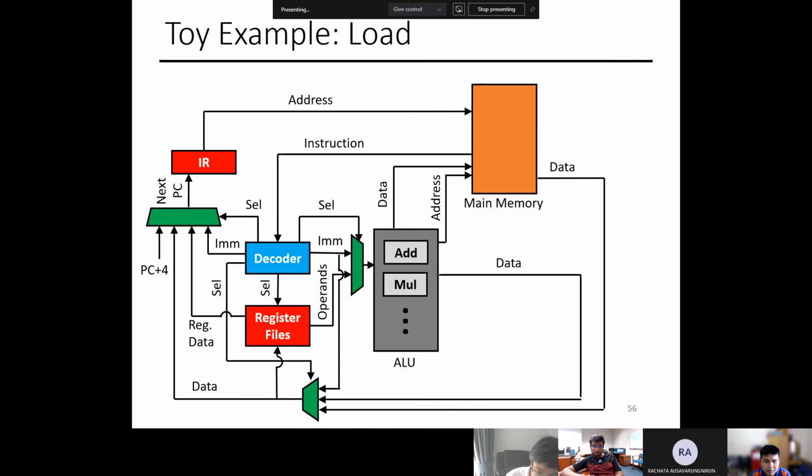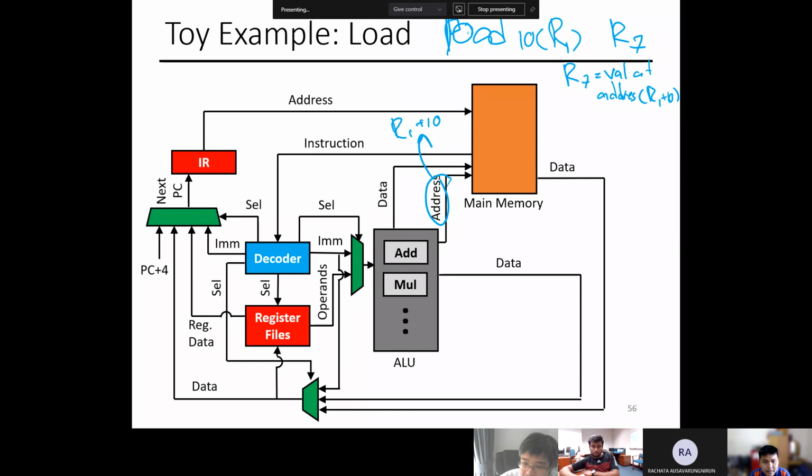So let's erase everything and do another load instruction that is load the address at 10 plus R1 to R7. So basically this is load R7 equals the value at the address R1 plus 10, right? So I do R1 plus 10, that becomes my address. Over here, I just need to make sure this becomes R1 plus 10.